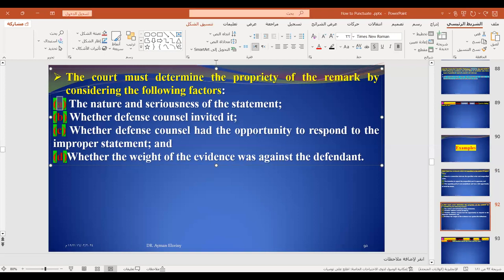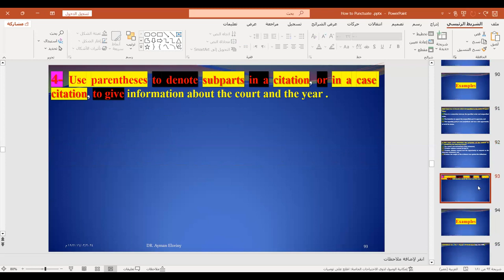The fourth use of parentheses: use parentheses to denote source in citation, or in the case of citation to give information about the court and the year.